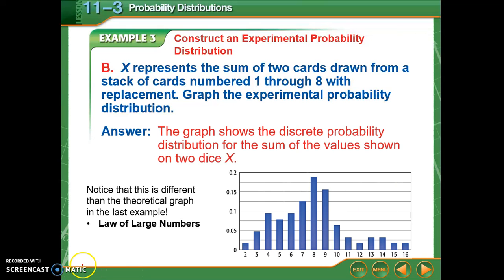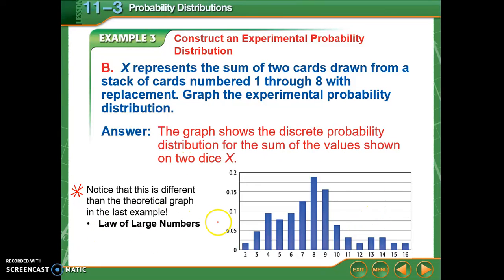And then if I were to graph it, notice this graph looks a little bit different than the graph that we did for the theoretical probability. The theoretical is what we assume would happen based on probability. This is what actually happened in my experiment with 64 trials.